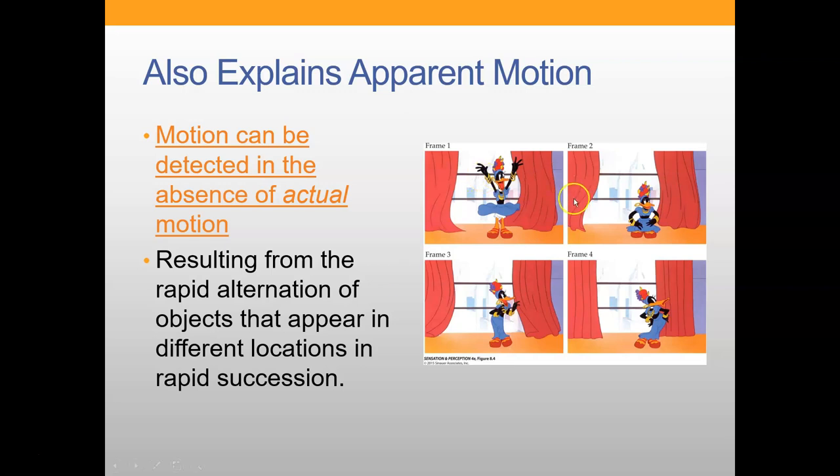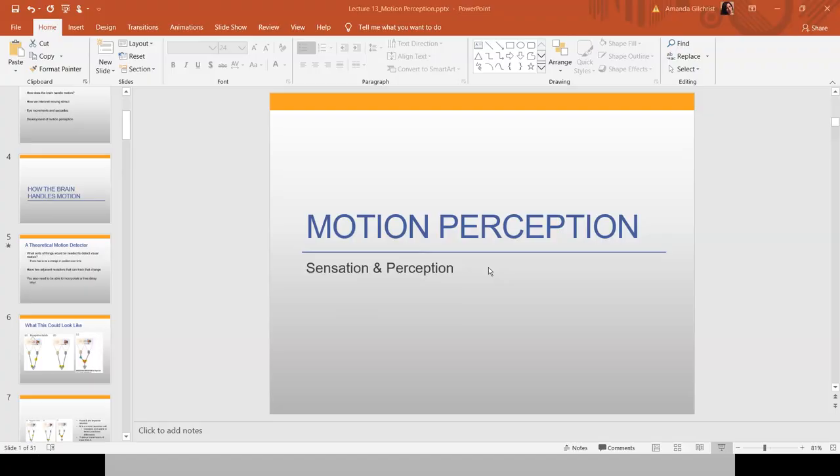So what you're looking at here is an image of Daffy Duck dancing around. They're all static images, and this is how animation works. Animation works because we take a bunch of static images and we flip through them so quickly that we get the illusion of motion where no motion actually exists. So motion can absolutely be detected in the absence of actual motion.